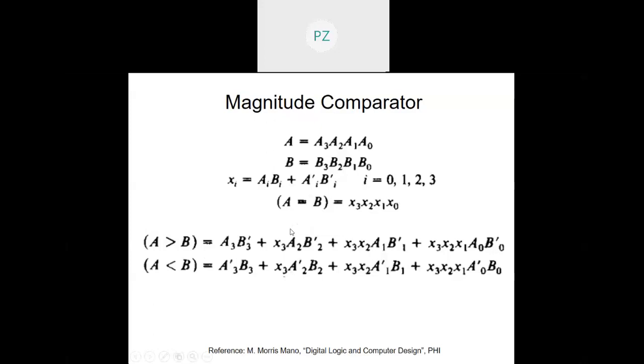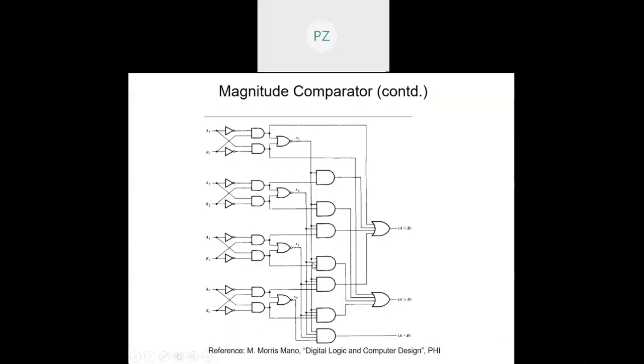Now what remains is just the realization of these expressions in a clever way. The clever way is such that they have realized exclusive NOR. If you forget about this bubble, this is exclusive NOR.